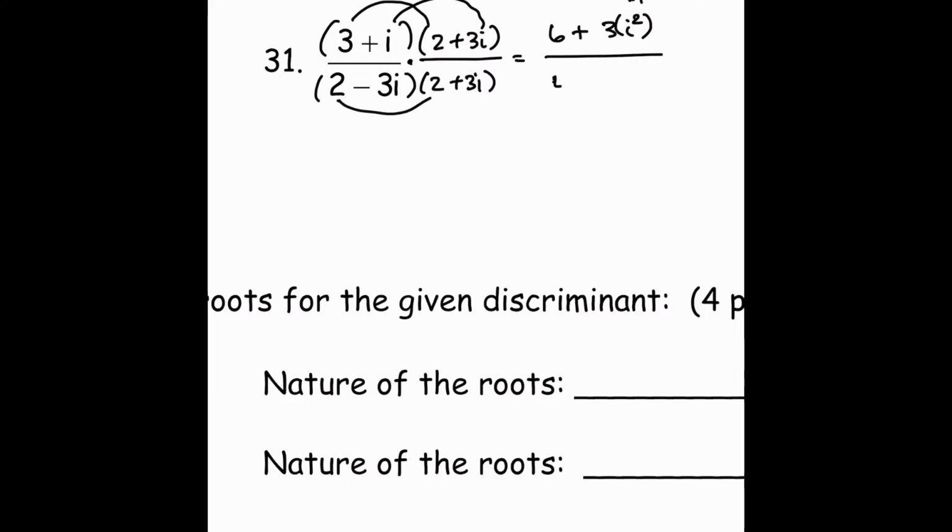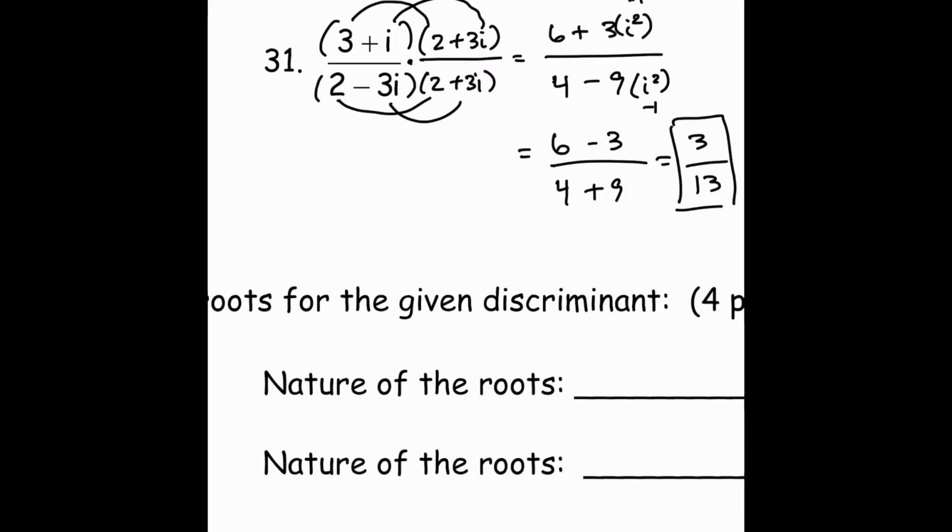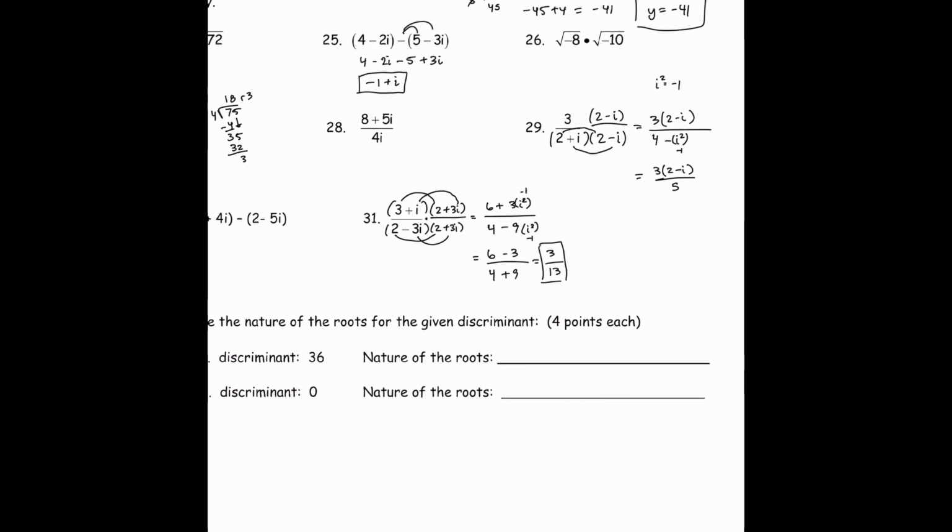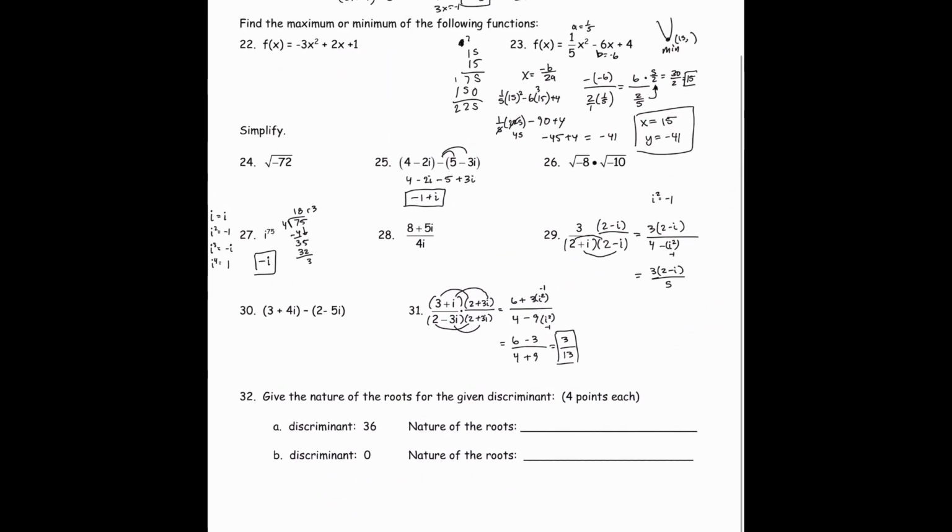Bottom, 2 times 2, 4. Negative 3 times positive 3, negative 9i squared. Again, that's negative 1. So top, we're going to get 6 minus 3 because of the negative 1 part. And the bottom's going to be 4 plus 9, again, because of the negative 1 part. So 6 minus 3 is 3, 4 plus 9, 13. So the answer is 3 over 13. Not bad.